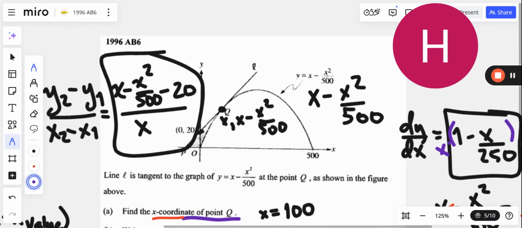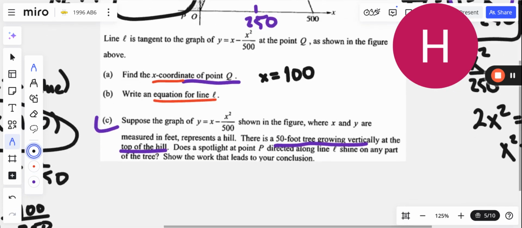Got it. So at this highest point, which is pretty easy to find because this thing is symmetric, we have zeros at 0 and 500, so the middle has to be 250. So not really any mystery as far as the x value there. Does a spotlight at point P directed along line L shine on any part of the tree?